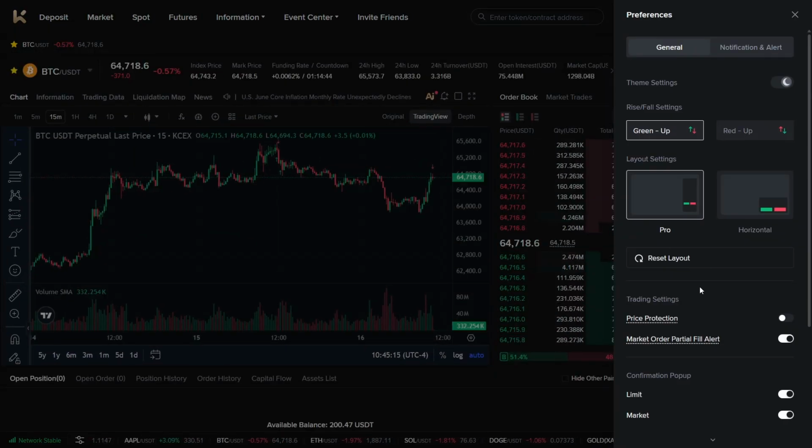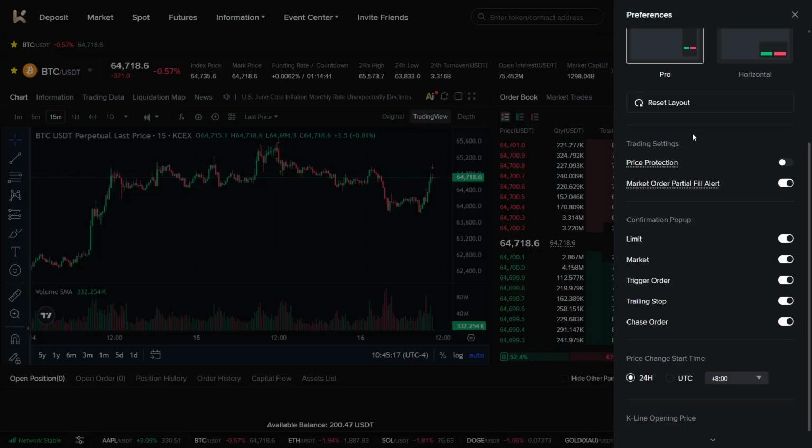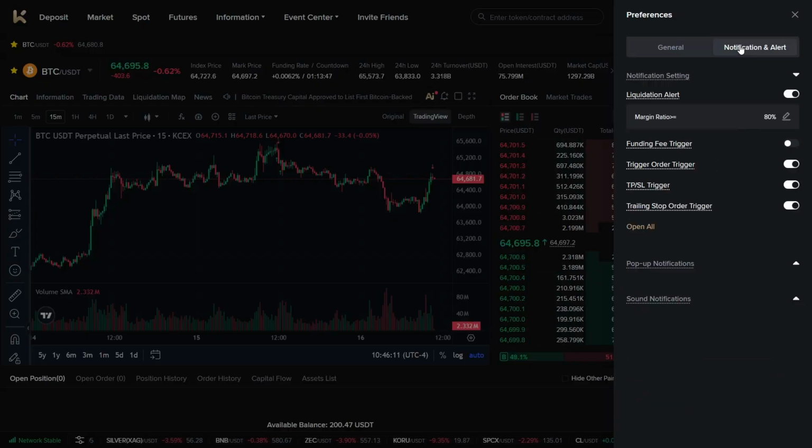Under the reset layout, we can see there are different settings. We have trading settings, which has price protection and market order partial fill alert. Price protection can help prevent an order from filling too far from the expected price, while the market order partial fill alert warns you when only part of an order fills. You can also control confirmation pop-ups, notifications, and sounds. We also have more notification settings under notification and alert.